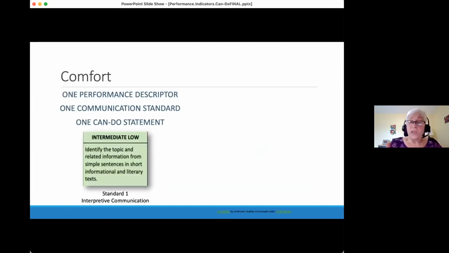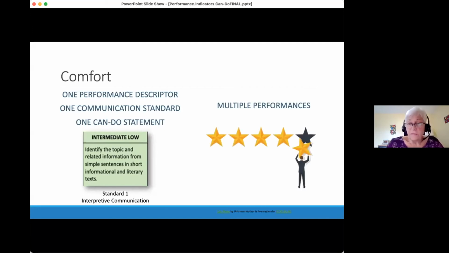Comfort, when using our performance indicators. Oh, I wrote performance descriptor, but I'm referring to performance indicators. We're using one performance indicator, one performance descriptor for one communication standard. So you can see, for example, here I have an interpretive communication standard and one CanDo statement. So I'm really working on building that very solid level of performance at a given proficiency target.